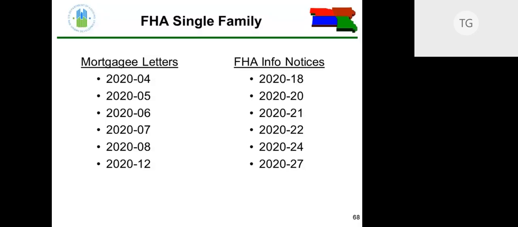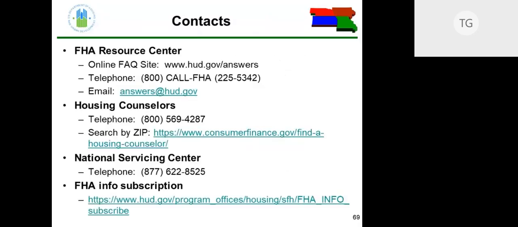This next slide lists FHA contact information. The FHA Resource Center assists with questions from consumers or industry partners. Our online knowledge base helps customers find answers 24/7 at www.hud.gov/answers. The phone number is 1-800-CALL-FHA, and all calls are answered from 8 a.m. to 8 p.m. Eastern Time, Monday through Friday.